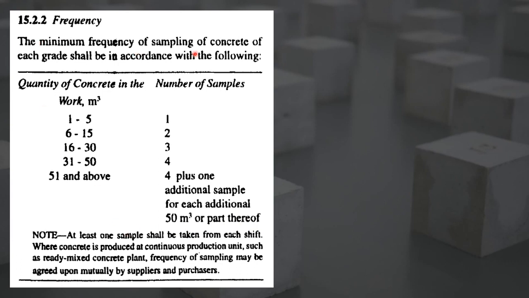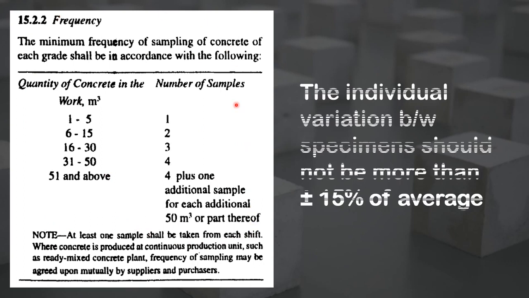So this frequency has to be used in accordance with IS 456. The individual variation between specimens should not be more than plus or minus 15% of the average. For example, we have three 150 mm cubes. 3 cubes are tested, and we have observed the strength values for all the 3 cubes. The strength values between those 3 cubes should not vary more than 15% of the average of the 3 cubes. If it does, the sample has to be discarded and another sample tried.